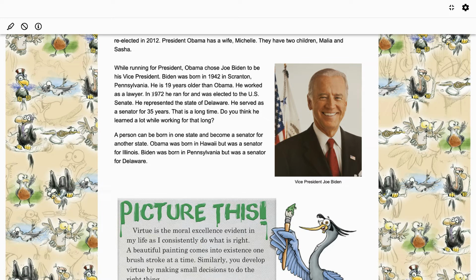Biden was born in 1942 in Scranton, Pennsylvania, and he is 19 years older than Obama. He worked as a lawyer, and in 1972, he ran for and was elected to the U.S. Senate. He represented the state of Delaware. He served as a senator for 35 years. That's a really long time. Do you think he learned a lot while working for that long? The irony is that this man is now our president. So a person can be born in one state and become a senator for another state. Obama was born in Hawaii, but was a senator for Illinois. And Biden was born in Pennsylvania, but was a senator for Delaware.